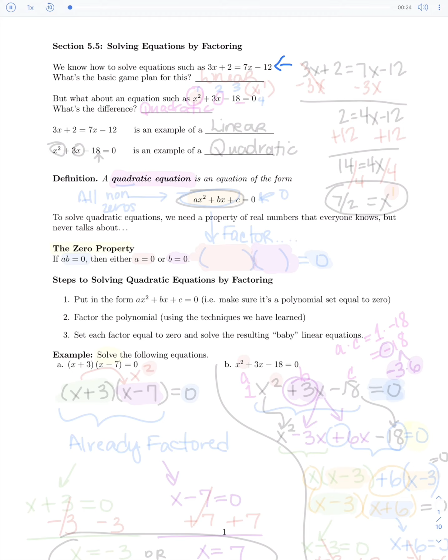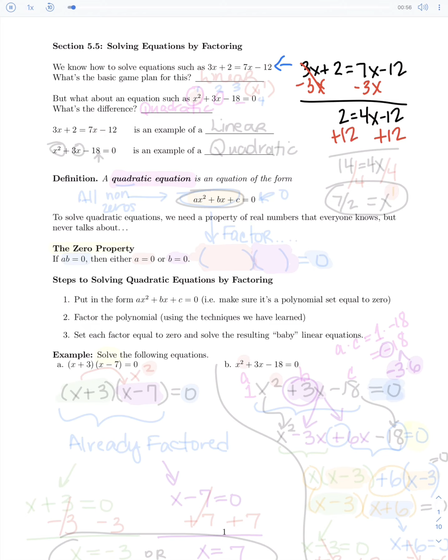So up to this point, you've most likely seen equations like this first one, 3x plus 2 equals 7x minus 12. And the idea with solving these is that you need to get the x by itself. So you would start by subtracting 3x from both sides. And that would at least get the x's on the same side. And then you'd say, okay, well now I have 2 equals 4x minus 12. And then you would add the 12 to both sides to get the x by itself.